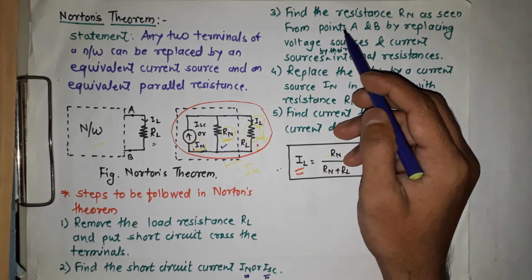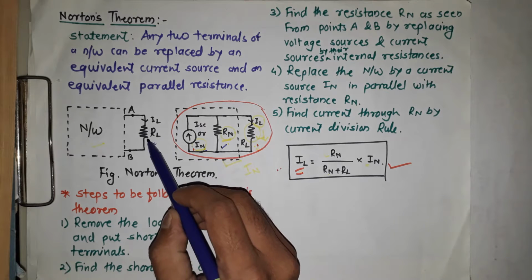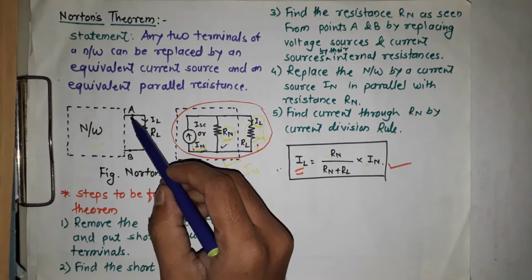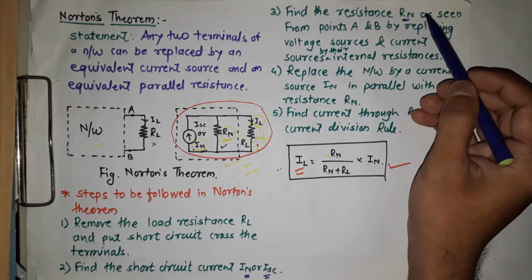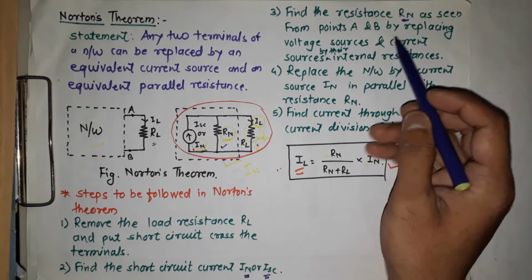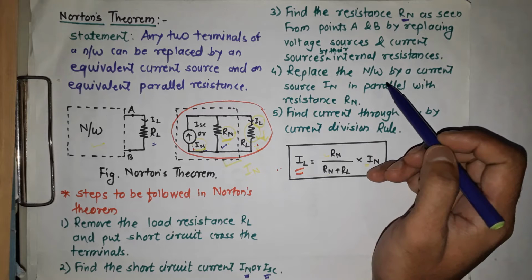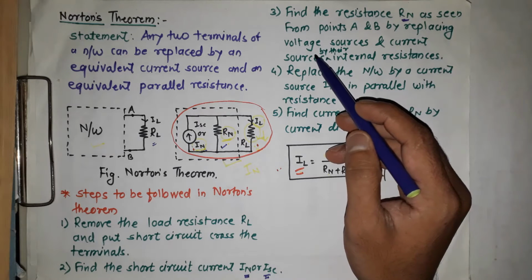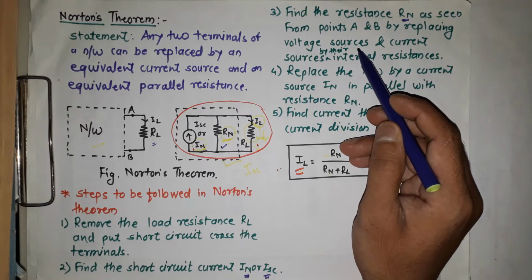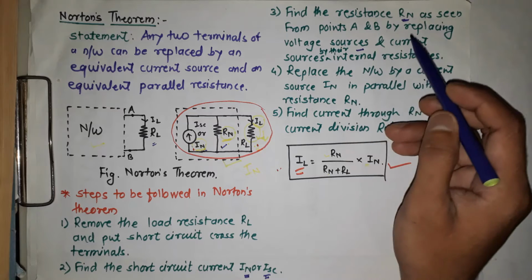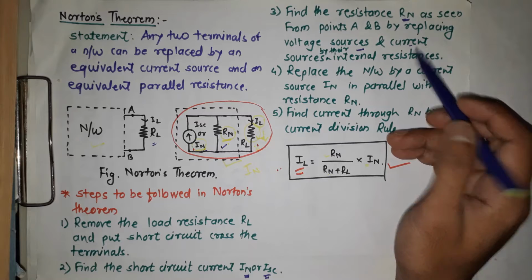Third step is find the resistance RN as seen from A and B. That means we remove the load resistance RL and, through the terminals A and B, find the Norton resistance by replacing the voltage sources and the current sources by their internal resistances. The internal resistance of a voltage source is 0, so we replace the voltage source with a short circuit and the current source with an open circuit, because the internal resistance of the current source is infinite.